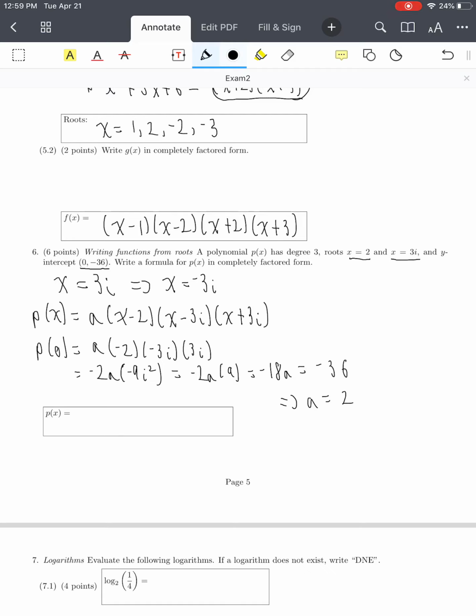Now we're just going to plug that 2 into our a up here. So now we have p of x equals 2 times x minus 2, x minus 3i, x plus 3i, and that's our equation.